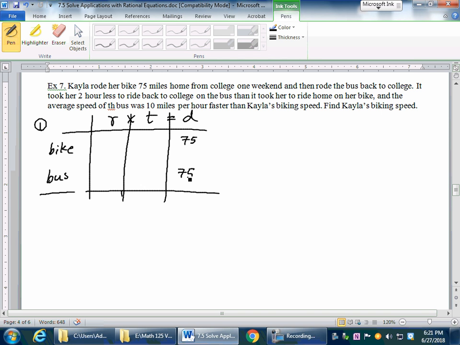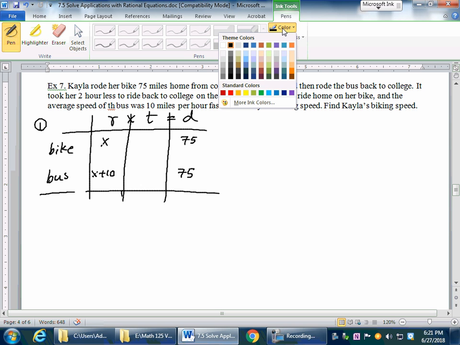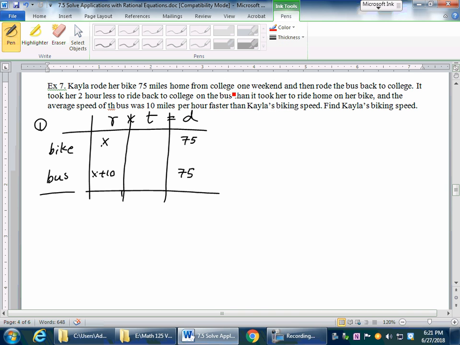And in this case, we know that the bus is 10 miles per hour faster than how fast she can bike, so biking will be x and the bus will be x plus 10. From here, we can find the time for each case, which is 75 divided by x and then 75 divided by x plus 10.